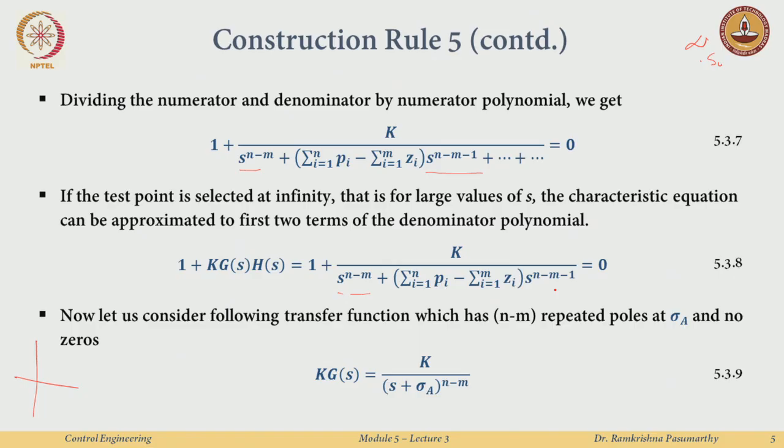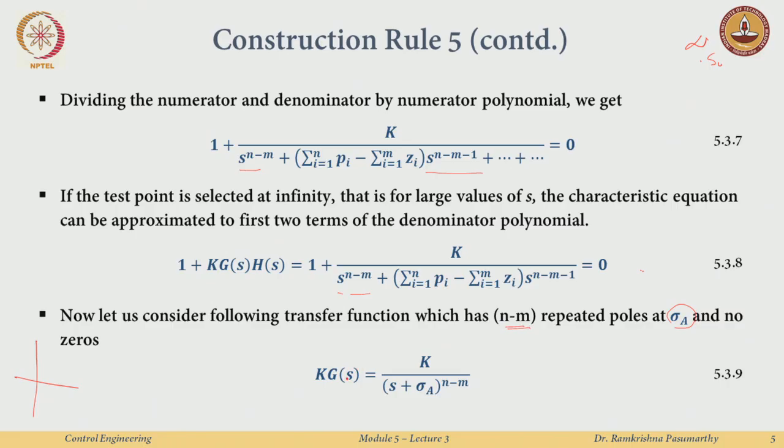Now, let's do something else now, right. So let me start with a transfer function which has n minus m repeated roots at some point sigma a, and it has no zeros. Okay. How will that look like?